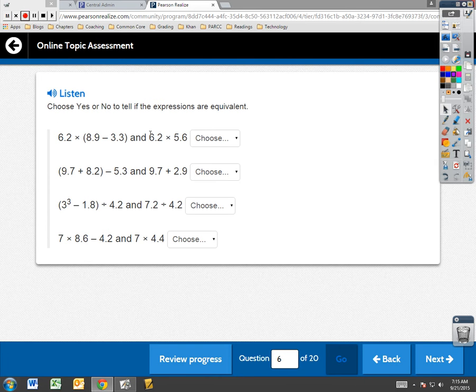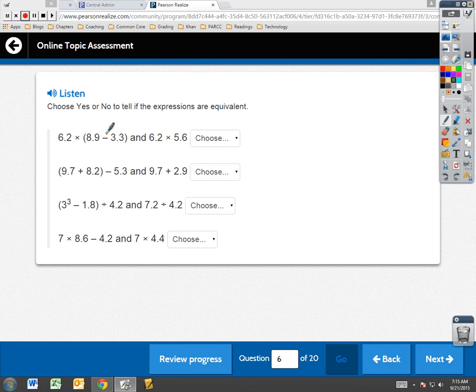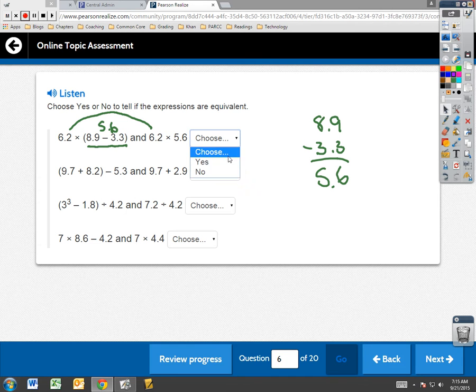Choose yes or no to tell if the expressions are equivalent. I have a lot of work to do here. It says 6 and 2/10 times, open parentheses, 8 and 9/10 minus 3 and 3/10, close parentheses, and 6 and 2/10 and 5 and 6/10. The first thing I notice is that the 6 and 2/10 are exactly the same. What I need to do is figure out the difference inside the parentheses. So let's go 8 and 9/10 minus 3 and 3/10. I'm subtracting here, let's double check. That's 5 and 6/10. Hey, these are equal to each other, so yes, they are equivalent. I'll click yes.